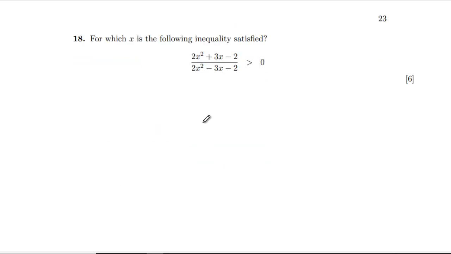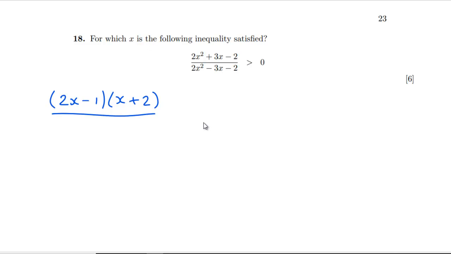Question 18. For which x is the following inequality satisfied? Right, this is a bit different actually. Normally you'd just start multiplying things through, but you can't because you've got that 0 there and we've got a quadratic. So let's factorize. This is ripe for factorizing. So what have we got? We've got a 2x, it will be -1 and a +2 on the other side.